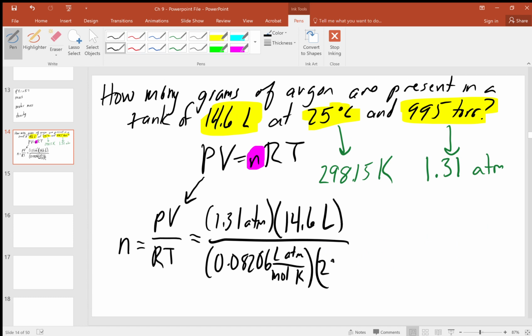And our temperature, which we converted to Kelvin. And so we calculate here that we have 0.782 moles of argon. So how do we convert that now to grams? Well, we just use the molar mass, as we learned a couple chapters ago.